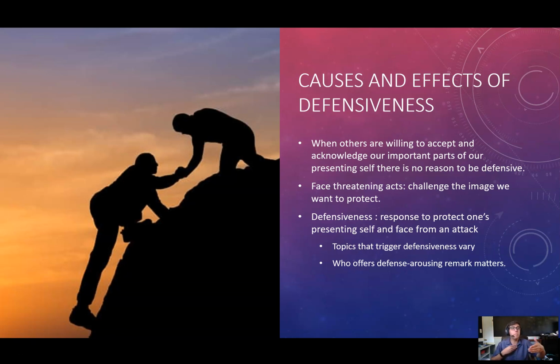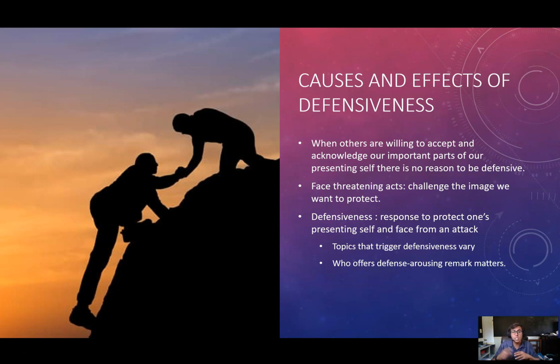How do you want to be perceived with your teachers? How do you want to be perceived with your family? How do you want to be perceived with your significant other, your friends? We defend that face. And when someone disconfirms that presented self, that face, then we get defensive. Defensiveness is the response to protect one's presenting self and face from an attack.